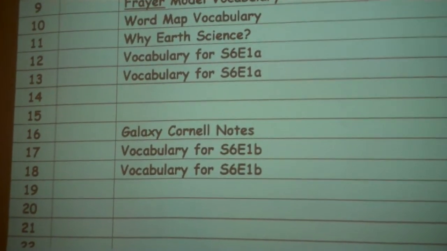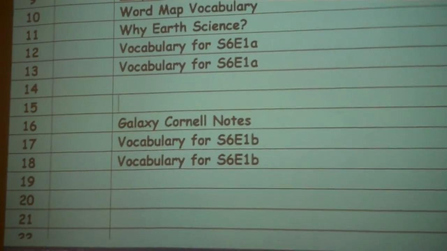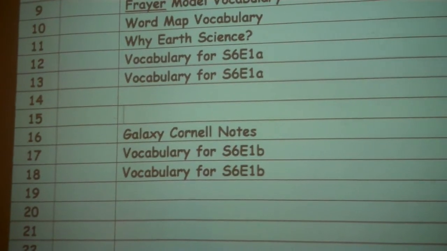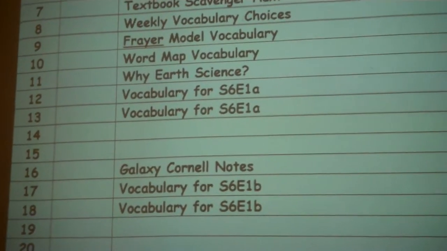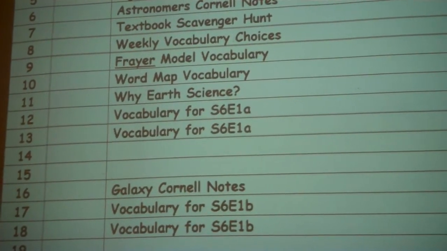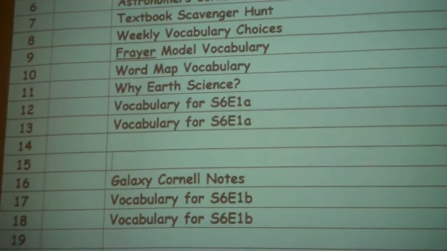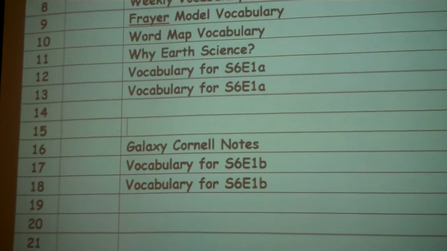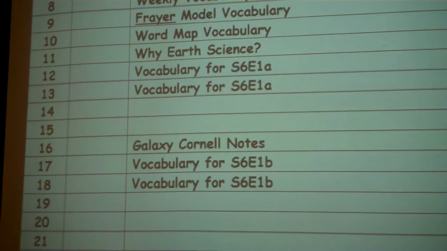So first, what you need to do in your spiral notebook is go to your table of contents, and you're going to copy down, as you see here, make sure that you have pages 12 and 13, which were your vocabulary words from this week over the Big Bang, written down next to numbers 12 and 13. You're going to skip the spaces for 14 and 15, and then you're going to write Galaxy Cornell notes as page 16.